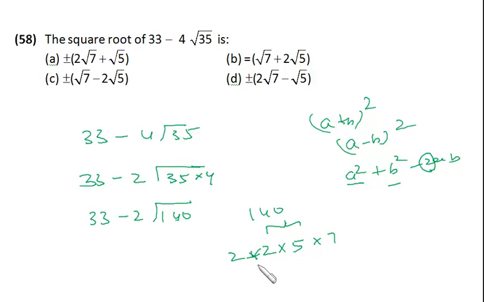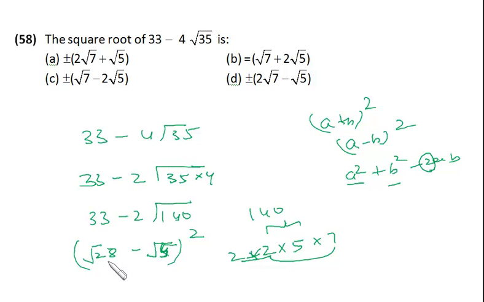Now you should be able to choose the two numbers whose sum is 33 and product is 140. Just try to make the combination where you get the sum as 33. So here, 28 plus 5, that is 33. So it is root 28 minus root 5 whole square, sorry, 5.